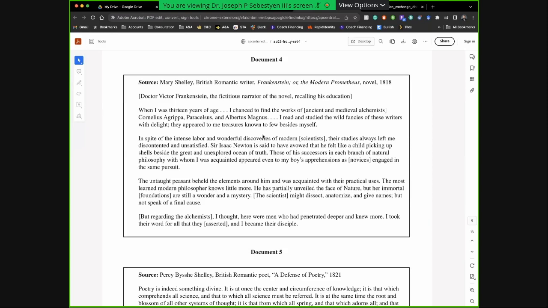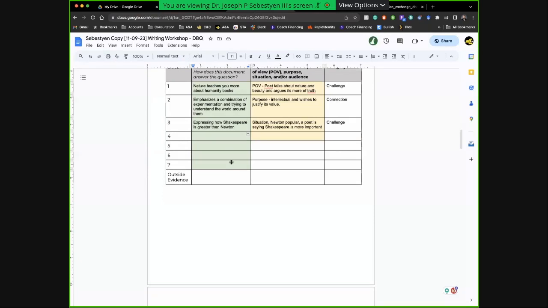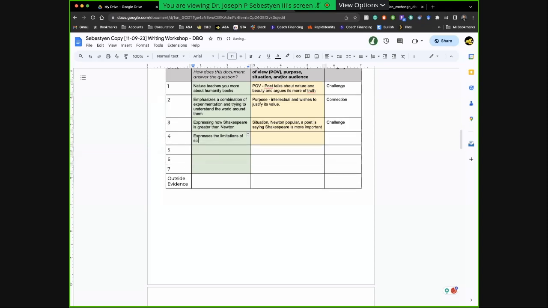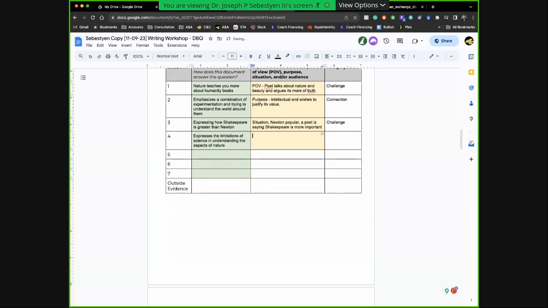Well, Frankenstein is a fictitious scientist, and he does express some limitations of science. So he is expressing the limitations of science in understanding the aspects of nature. So another guy emphasizing spiritual qualities of nature. This one would be challenge. We get so far?